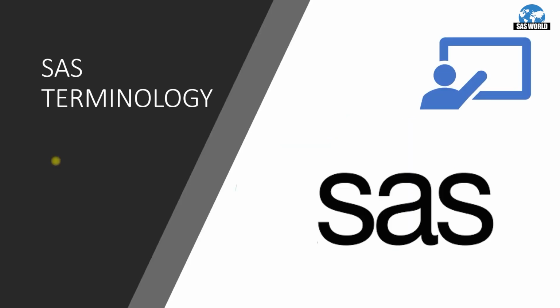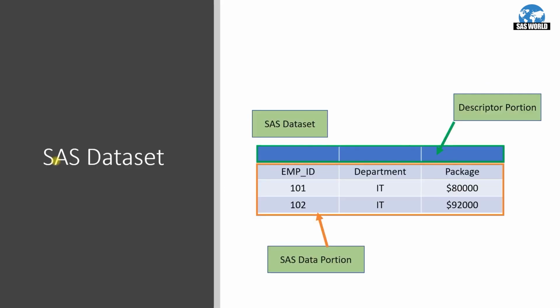Right guys, so now we will understand the SAS terminology. Let's move on to the next slide. Alright guys, so what is a SAS dataset? A SAS dataset is a SAS file. It is a table-like structure that stores data. Also, it stores information about the data. So a SAS dataset has two parts. One is the descriptor portion, and the second is the SAS data portion.